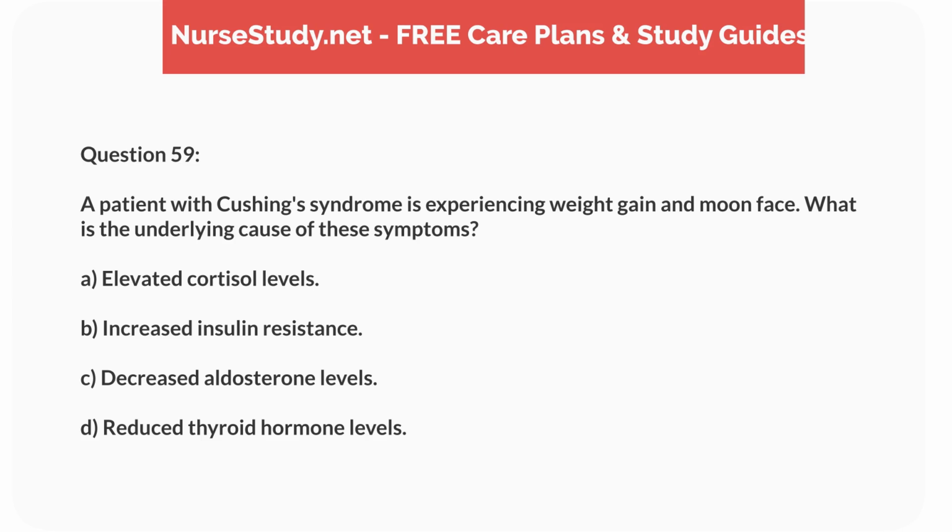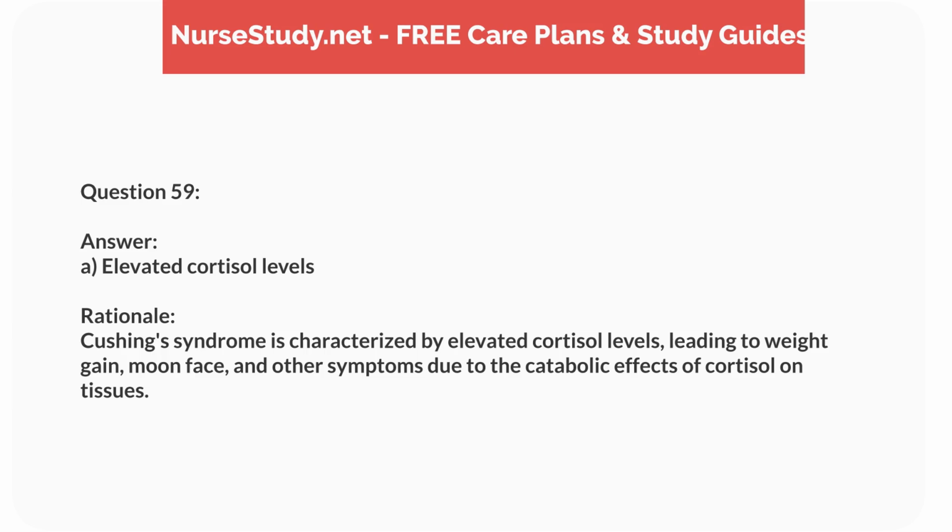Question 59. A patient with Cushing syndrome is experiencing weight gain and moon face. What is the underlying cause of these symptoms? A. Elevated cortisol levels. B. Increased insulin resistance. C. Decreased aldosterone levels. D. Reduced thyroid hormone levels. Answer: A. Elevated cortisol levels. Rationale: Cushing syndrome is characterized by elevated cortisol levels, leading to weight gain, moon face, and other symptoms due to the catabolic effects of cortisol on tissues.